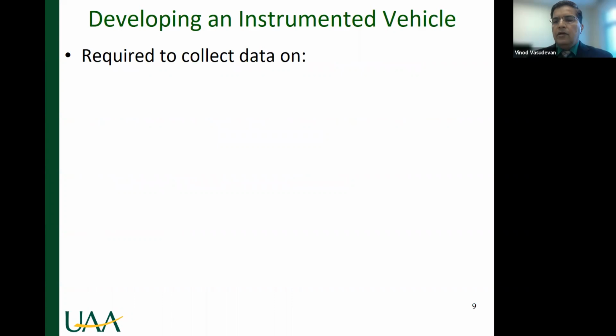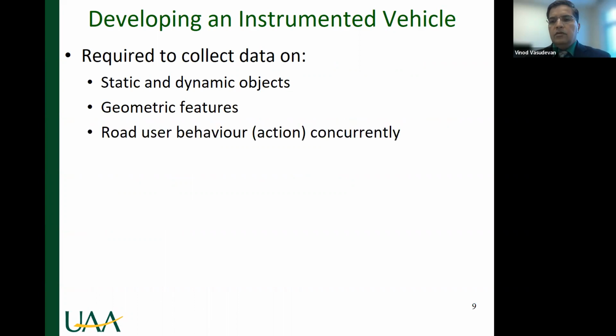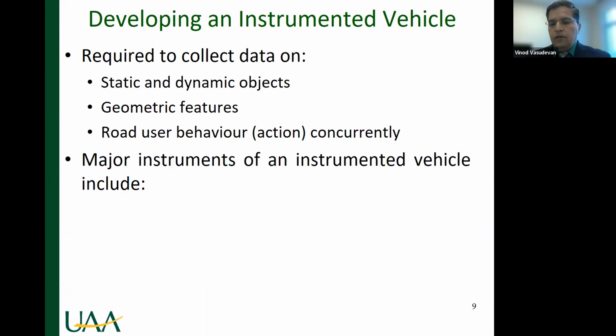I'll discuss that. When we have an instrumented vehicle, we need to collect the data on static and dynamic objects, the geometric features of the road, and the road user behavior. Again, all these data should be captured concurrently. So again, these are the major instruments for an instrumented vehicle. There can be various other sensors, but in my opinion, these are the best way to capture.